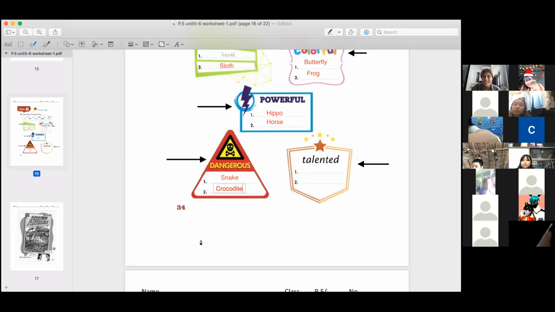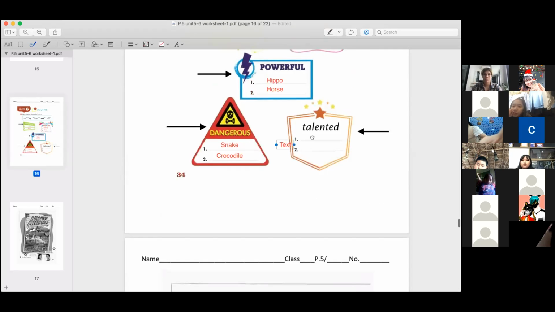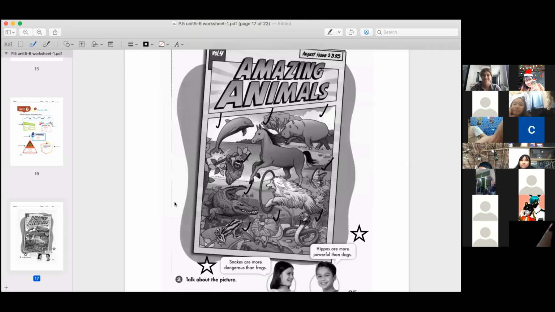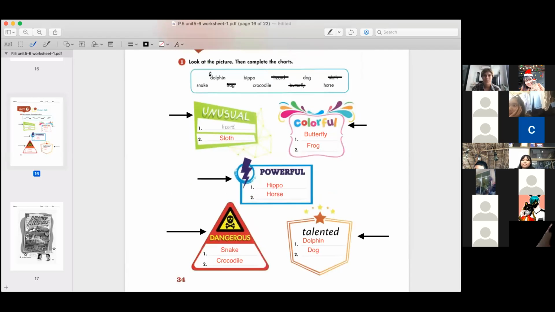And the last two are talented. Let's see which animals are talented. Which ones don't have a check mark next to them yet? A dolphin. Look at that dolphin jump in the air. So talented. We're going to put dolphin. Oops, no S. Just with a D. And what other animal looks to be really talented? Dog. The dog is jumping through the hoop. Looks so talented. Very good. So which animals are talented? A dolphin and a dog. Nice job. I love to hear everyone participating. So we actually did all of the animals. Nice work.